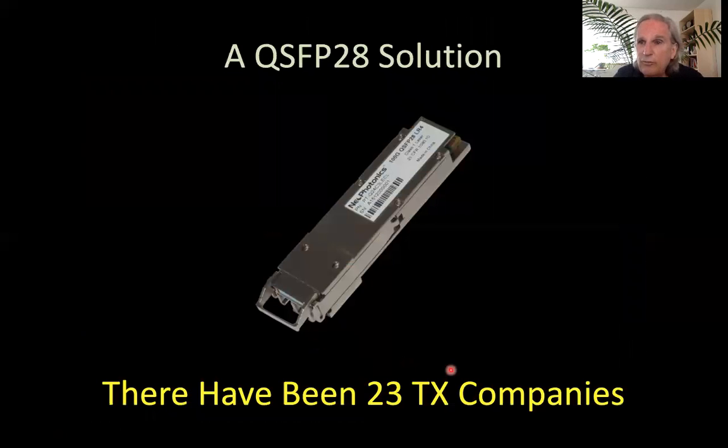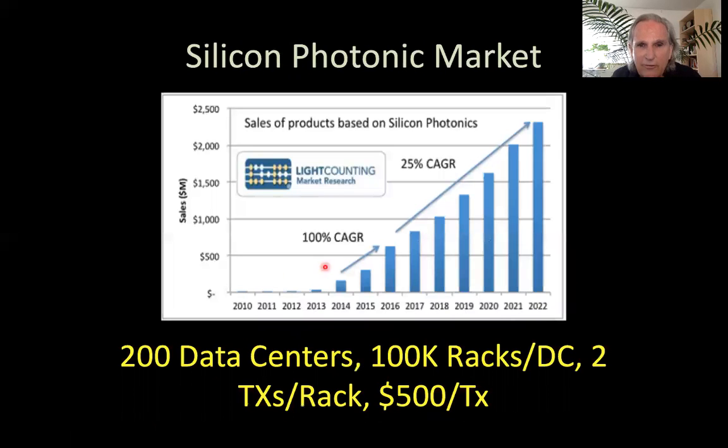There's something like 200 data centers. We're talking about millions and millions, tens of millions of transceivers. And there, at one point, were 23 transceiver companies. They've consolidated a little bit since then. And this is what drove this market. We've already talked about this market. And this is what's still driving it, is that they have to change these transceivers about every 18 months. So there's still a tremendous market.